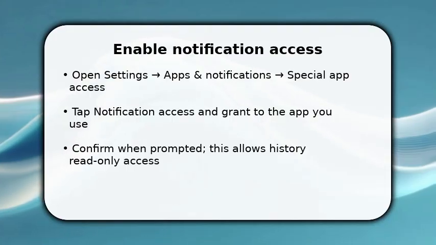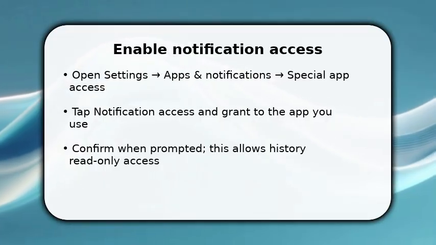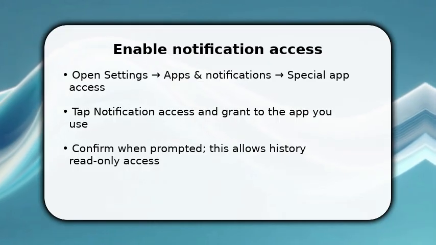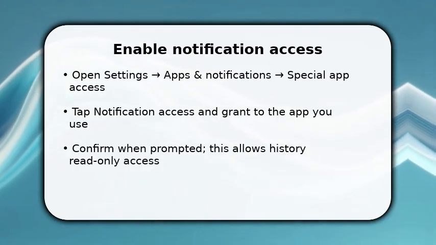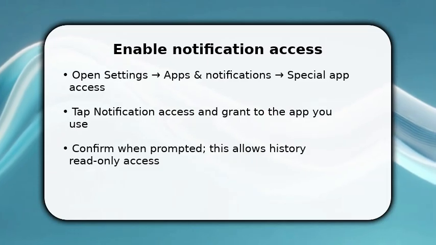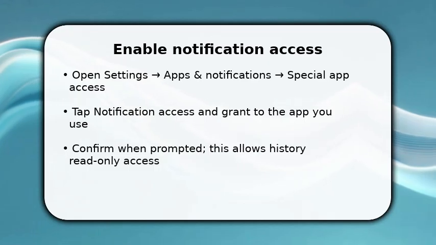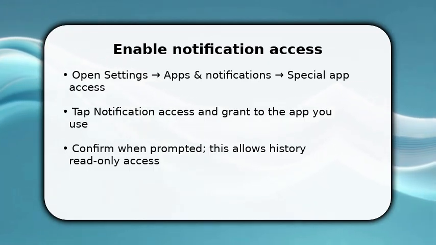You start by giving permission quickly. This is the single required prerequisite. Open Settings, then Apps and Notifications, and find Special App Access. Tap Notification Access. Enable the app you will use to read history. Once done, make sure the toggle is active and accept any system prompt.